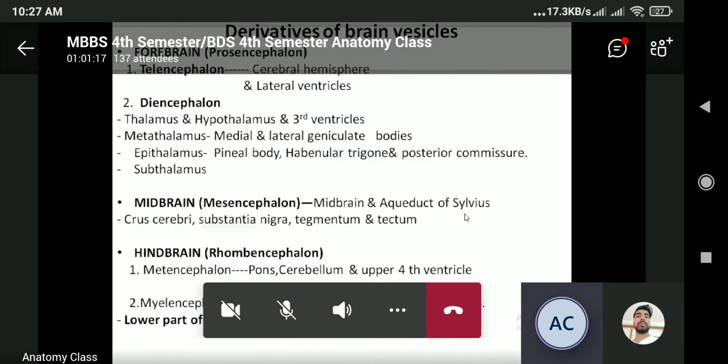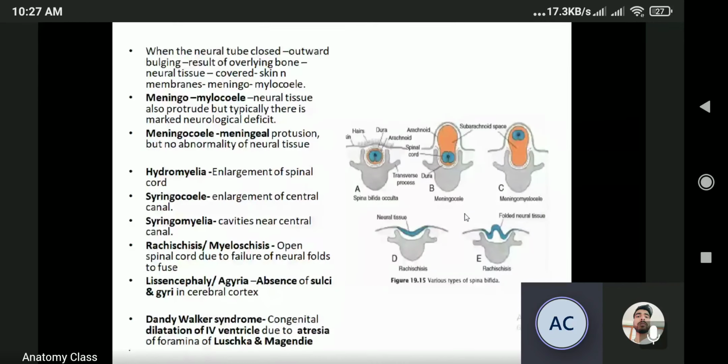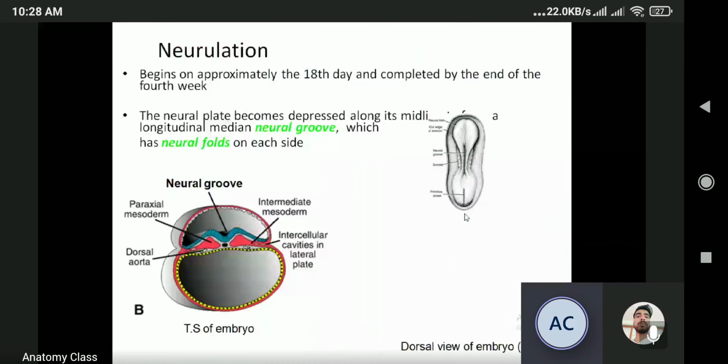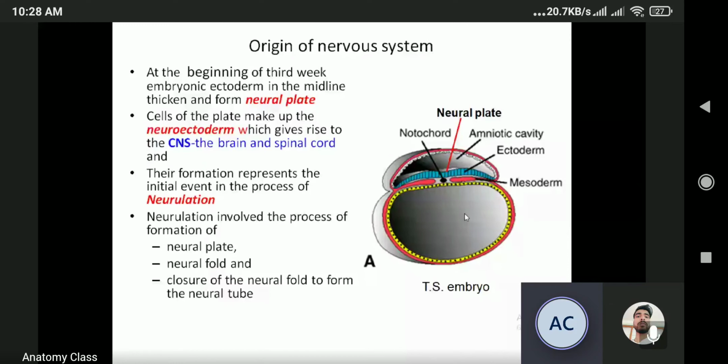Okay, in conclusion, I'll tell you. First, what you have to remember is the origin of the nervous system. It always occurs from neuroectoderm. This is the MCQ question which will be asked. What is the derivative of neuroectoderm? Then you have to say brain and spinal cord. Or they may ask which structure will give the brain and spinal cord. Then you have to say neuroectoderm.